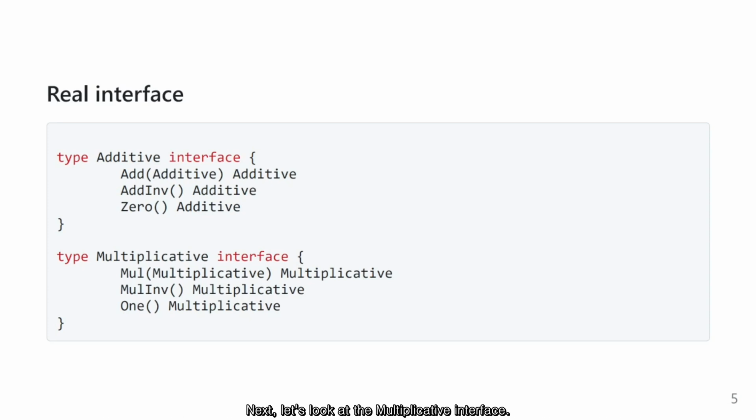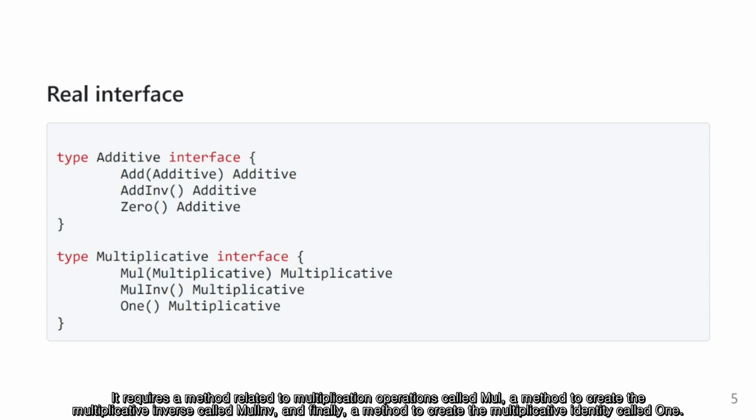Next, let's look at the multiplicative interface. It requires a method related to the multiplication operation called mul, a method to create a multiplicative inverse called mulinv, and finally, a method to create a multiplicative identity called one.